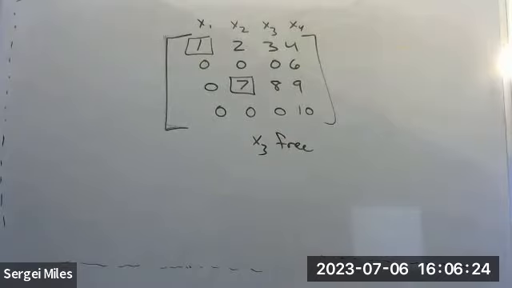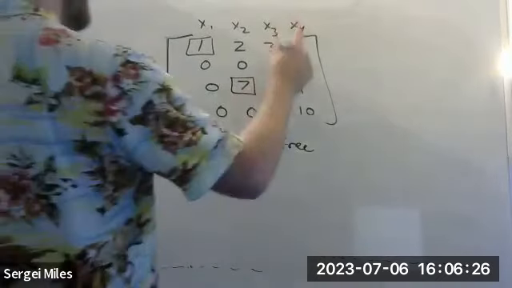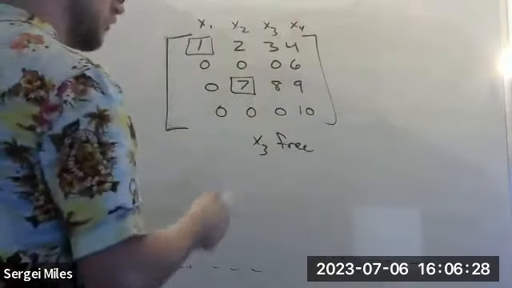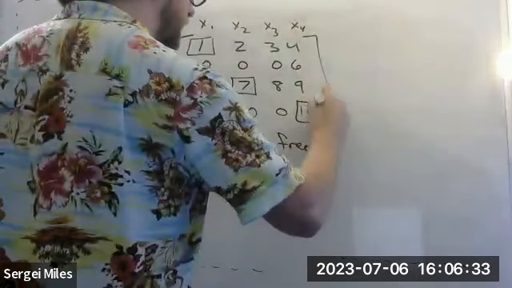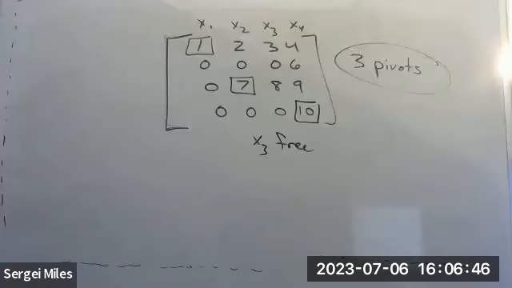Okay. Then what about x4? Well, we already know 6 is not a pivot because I don't have zeros below it. But 10 is a pivot.